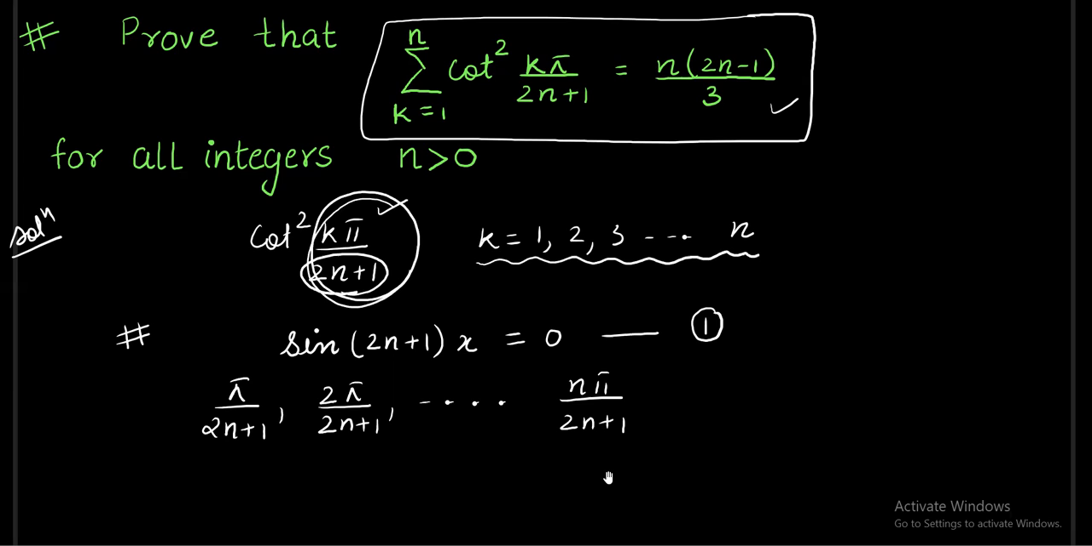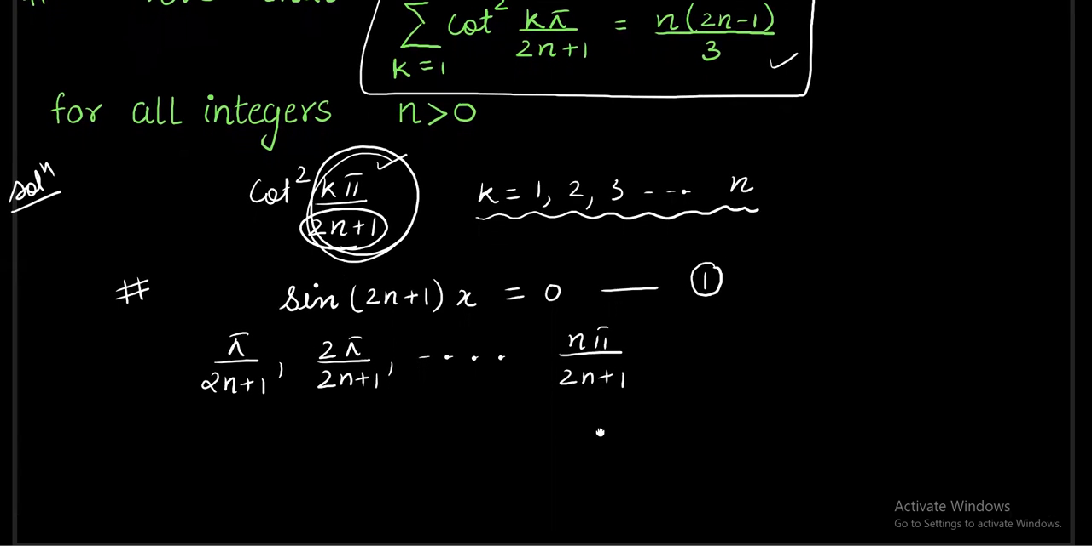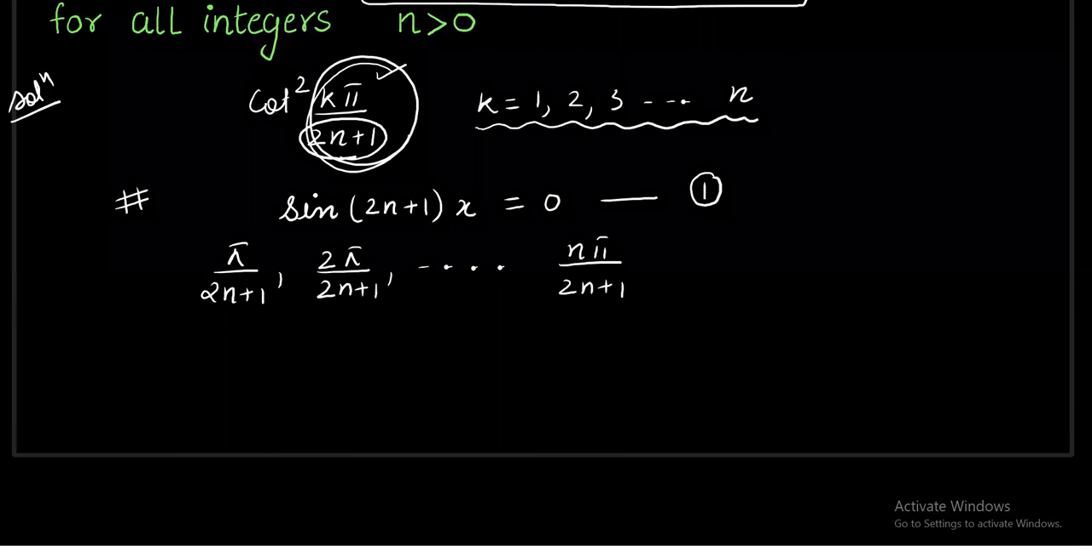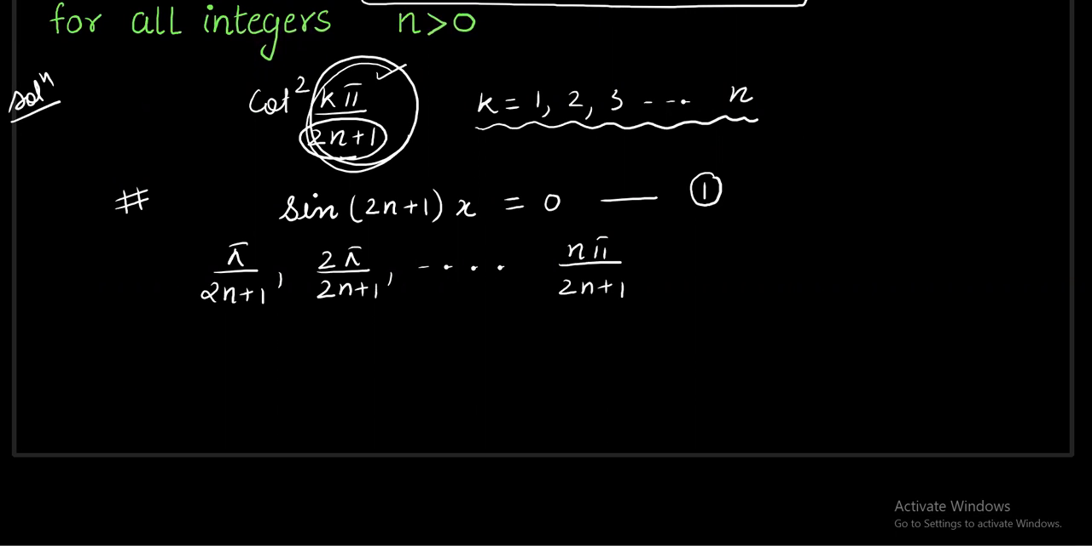Well, I don't want an equation in terms of sine. What I want is an equation in terms of cot, or in fact cot square. So for that, you have to take help from de Moivre's theorem. I'm going to take the help of de Moivre's theorem to rewrite the left-hand side of equation number 1. But how are we going to use it? So for that, let's see.